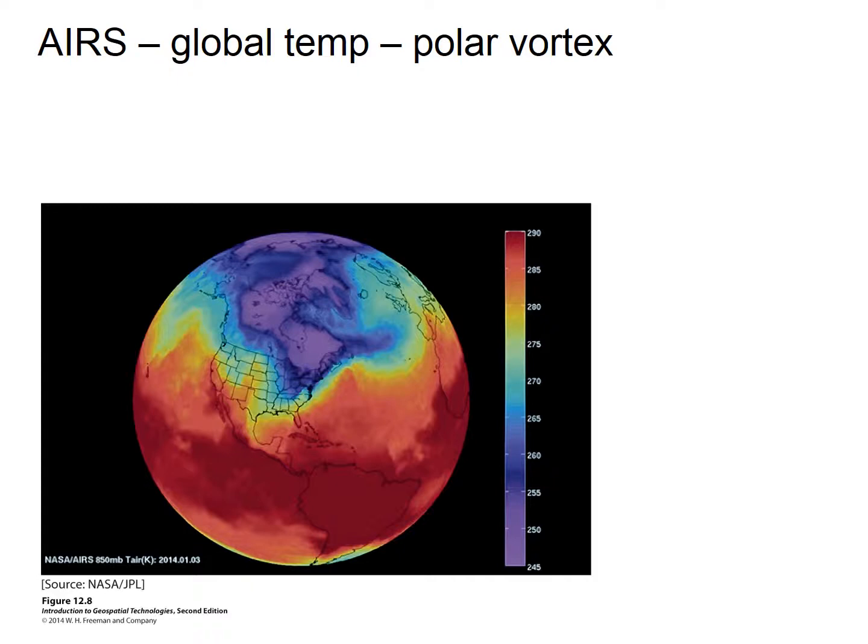So here are what some of those things actually look like. This is the AIRS sensor, and this shows us the global temperature. And what we're looking at here is the polar vortex that some of you remember from back in 2014. And you can sort of see how, for whatever reason, the cold Arctic air is being pulled down across much of the eastern half of the U.S.